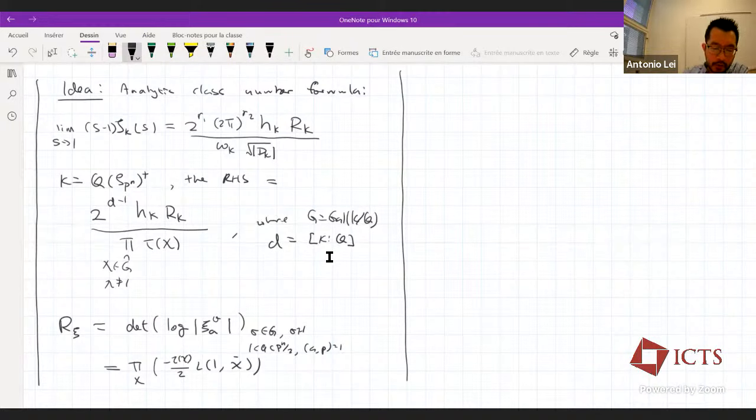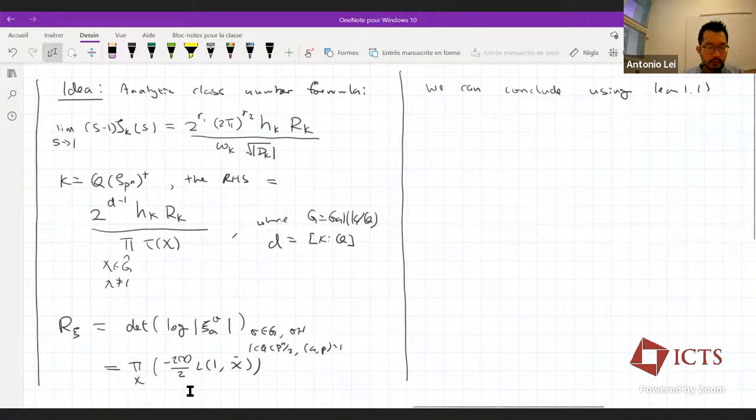Yeah, so this is the first interesting property that I want to tell you about, is that these cyclotomic units encode some arithmetic information about my number field. So yeah, so then we can conclude using lemma 1.1, because these are precisely the elements generating my group of cyclotomic units.